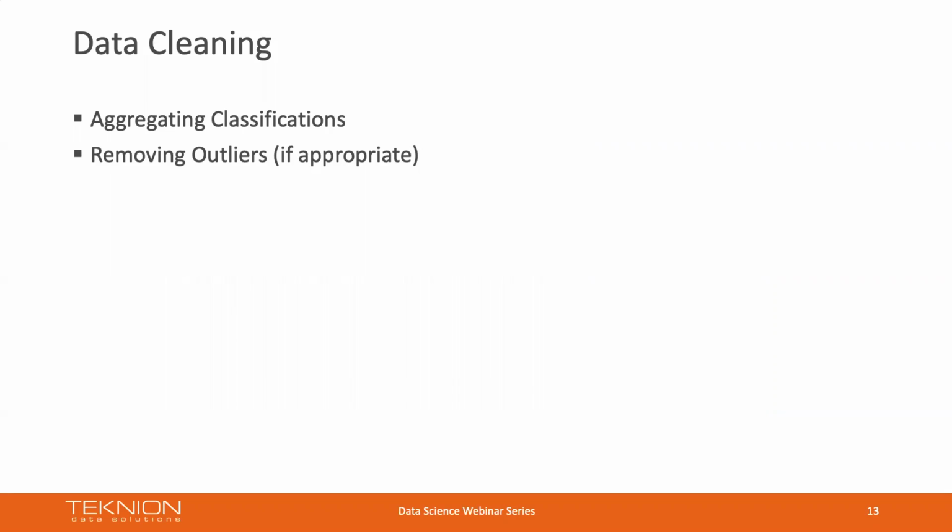Once we've got our data and we're pulling it in, we're asking the question of what do we need to do with it now? How are we going to clean it? How are we going to get it ready, prepping it for the prediction? Okay, so the first thing we may want to do, and we may not want to do it, but we may want to do it, is aggregating classifications. So what do I mean by this?